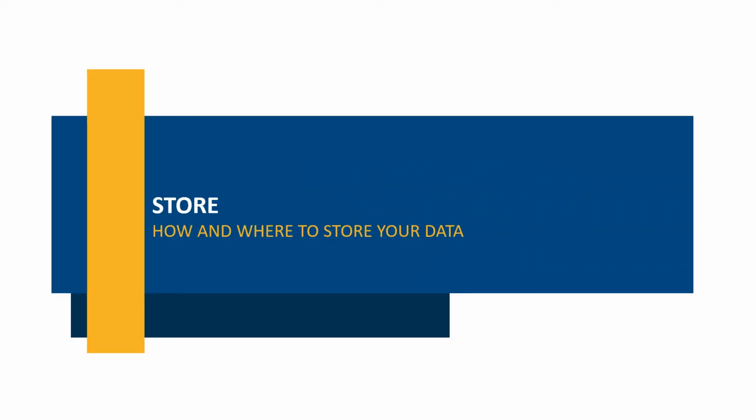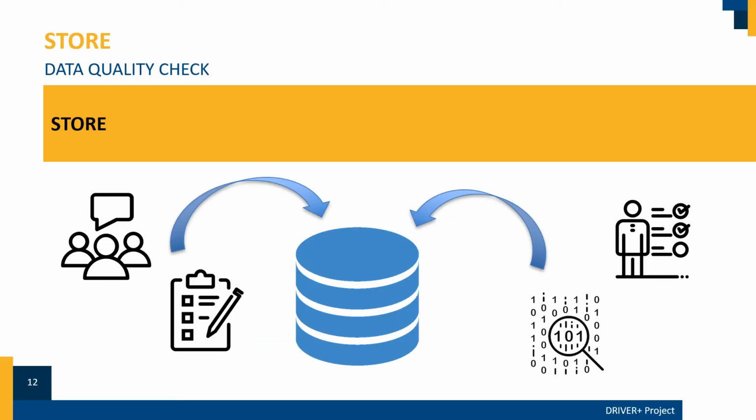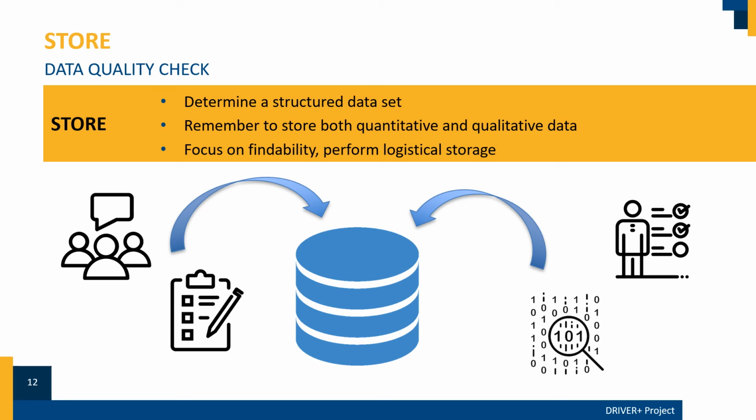The last step of the data quality check is the storage. First, determine the logical structure, then make sure that every piece of information is stored in a logical place. If it is possible, store and back up the data after every block or session in the trial. Don't forget to store the qualitative data, like interviews or even email messages.